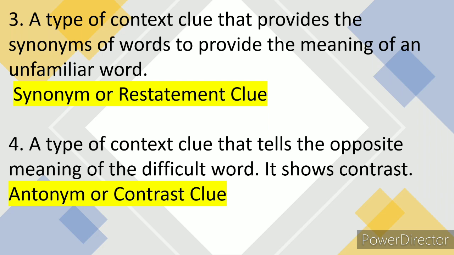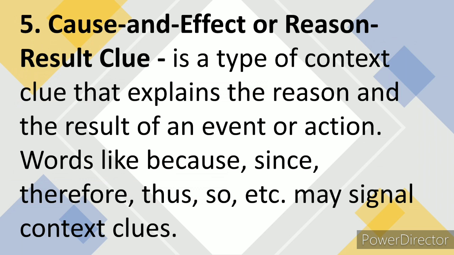So, these are the types of context clues that I have already discussed last time. We're going to continue with the other types of context clue. Number 1, synonym. Number 2, antonyms. Number 3, the explanation clue. And number 4, the definition.